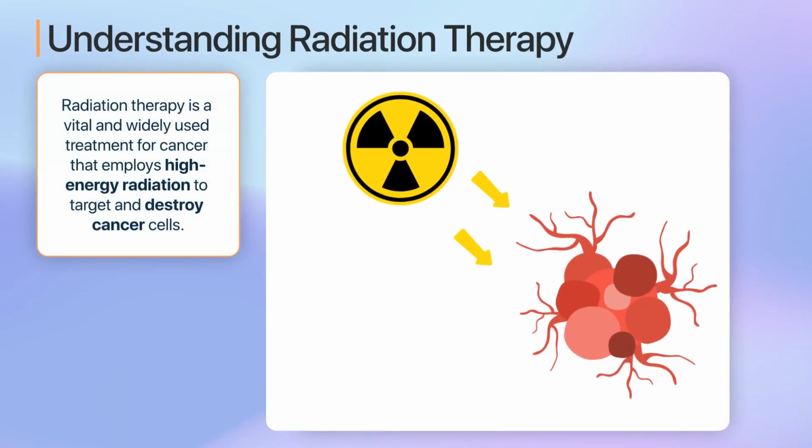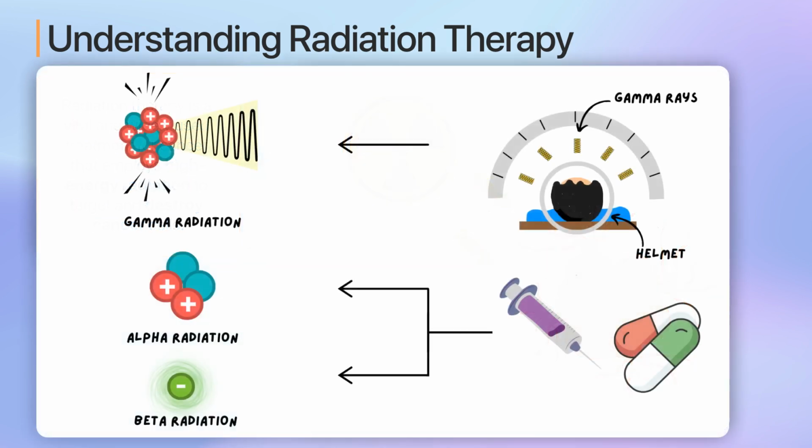Radiation therapy is a vital and widely used treatment for cancer that employs high-energy radiation to target and destroy cancer cells. This high-energy radiation can be in the form of gamma rays, which are directed externally at the body, or alpha and beta emitters, which are placed inside the body through ingestion or implantation near the tumor.